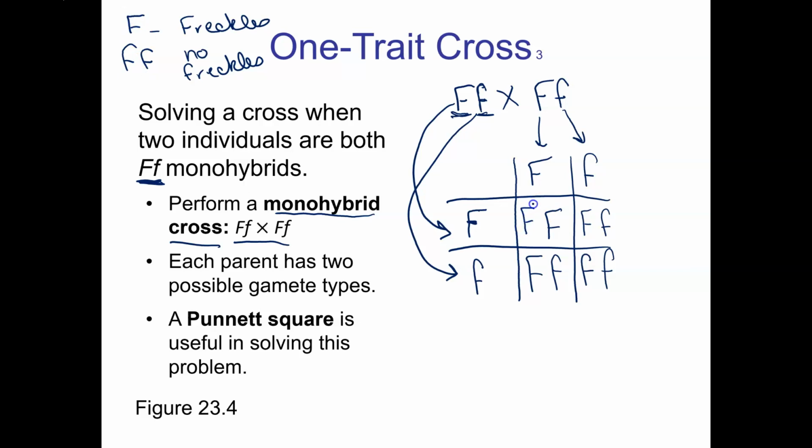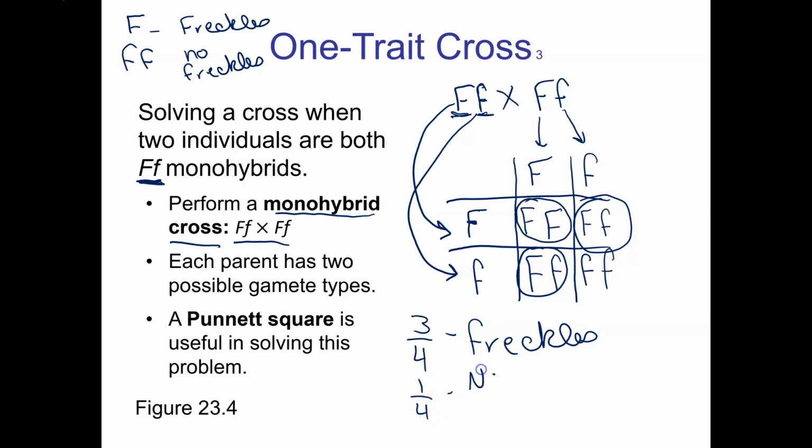And so once you have this, now you can look and say, okay, this individual and this individual all are going to have freckles. So 3 of the 4 offspring will have freckles. Only 1 of the 4 offspring will have no freckles.